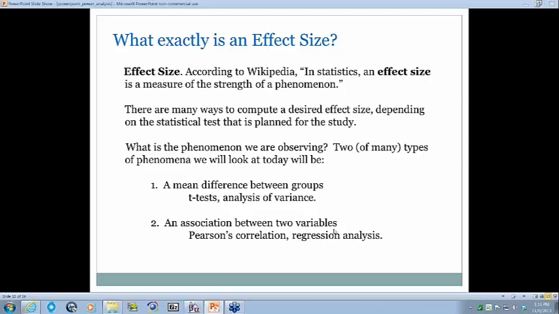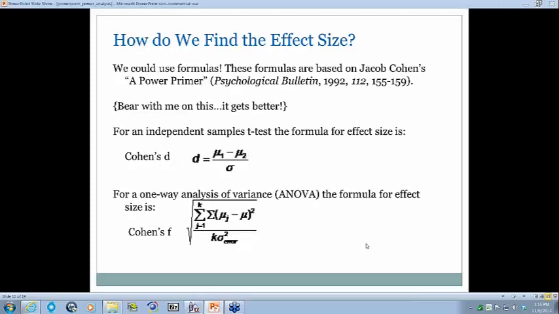When you start getting into these regression ones, they're a little bit more convoluted. But as you'll see, here's some formulas. And like I said, bear with me on this, it does get better. We could use formulas.